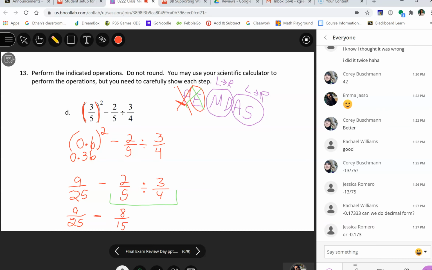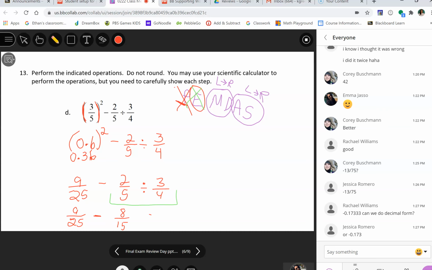Wait, is that right? 8/15? 2/5. I was trying to do it in my head. I don't have my nice fraction calculator here. Let me try that quick. So 2/5 divided by 3/4. Yeah, that's right. 8/15. Okay, cool.